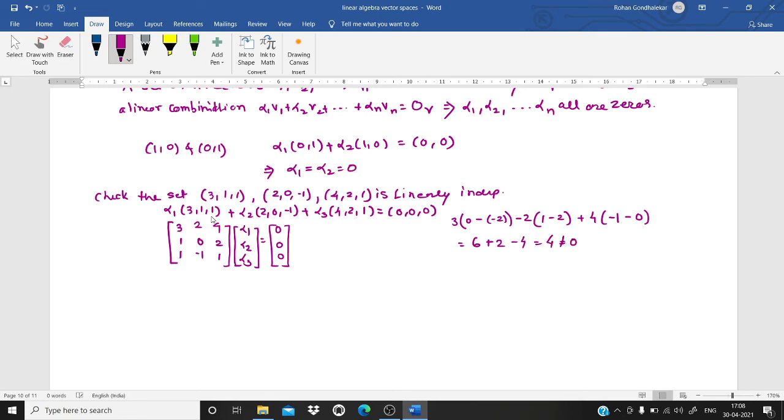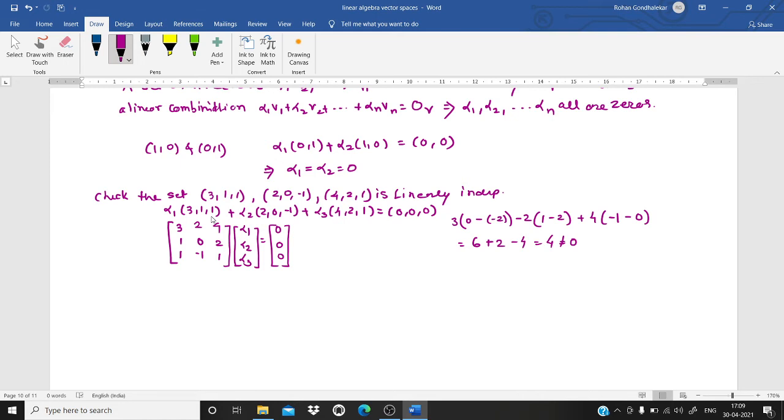So of course, all the vectors are linearly independent. See, the determinant of the matrix is non-zero. Hence, the rank of the matrix is 3. As the rank of the matrix is 3, it means the rows are linearly independent as well as the columns are also linearly independent. That means I must get alpha 1, alpha 2, alpha 3 as zeros.